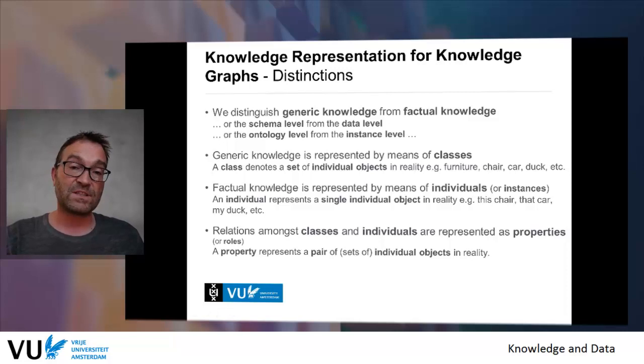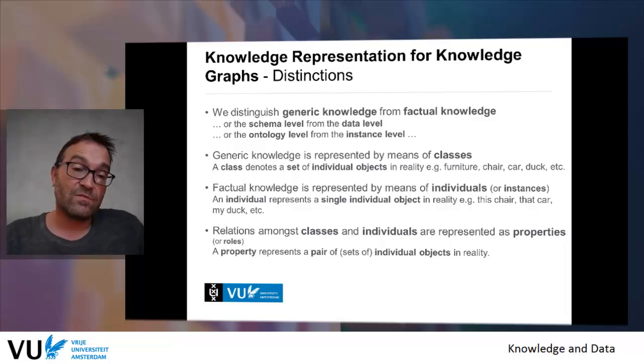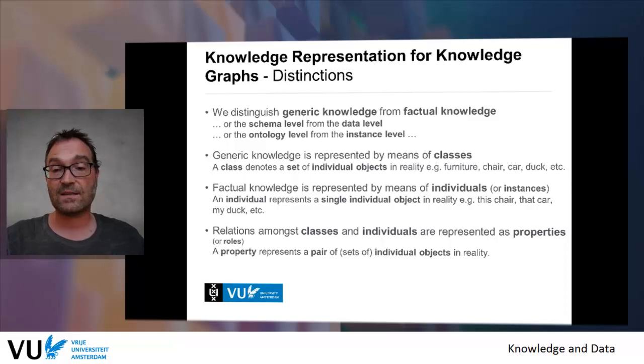We want to describe generic knowledge, and we usually do this by classes and relations between classes. We want to describe factual knowledge, and this is usually described by individuals, relations between individuals, and individuals and classes, and the relations can be among the classes and individuals.